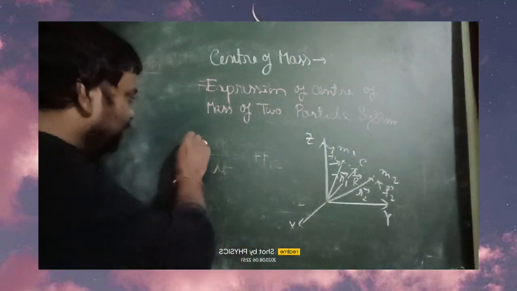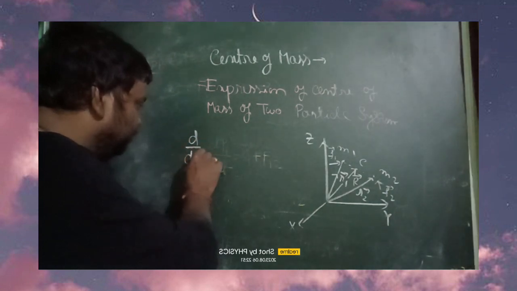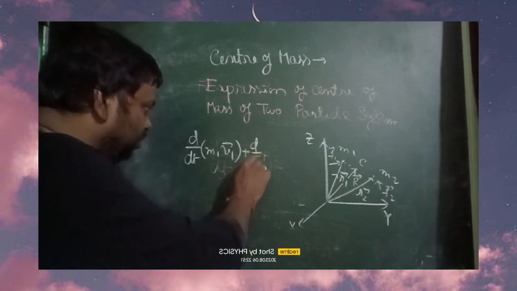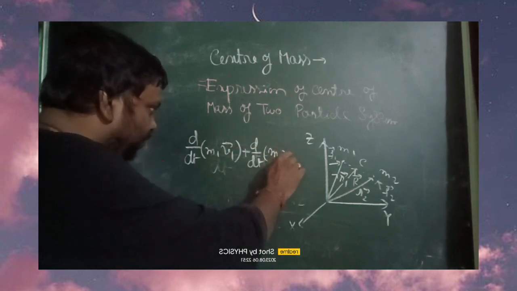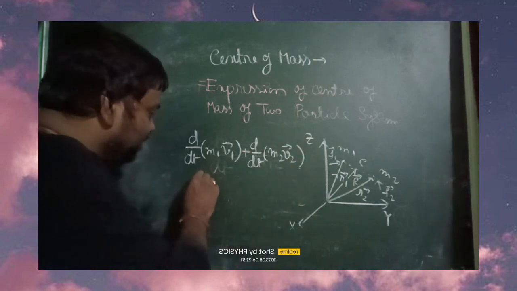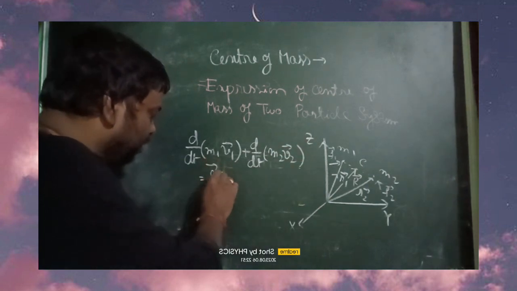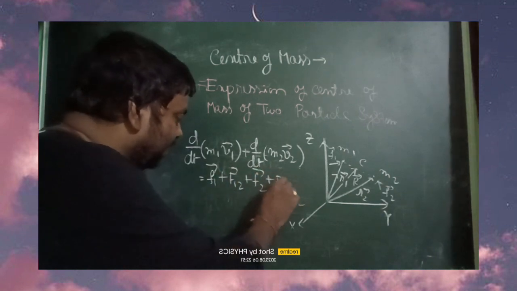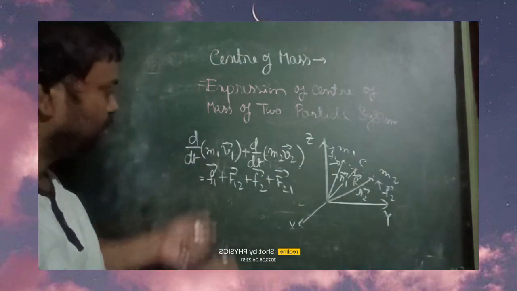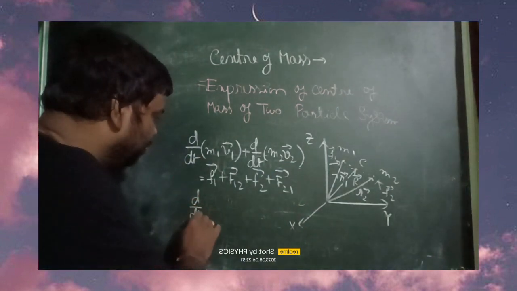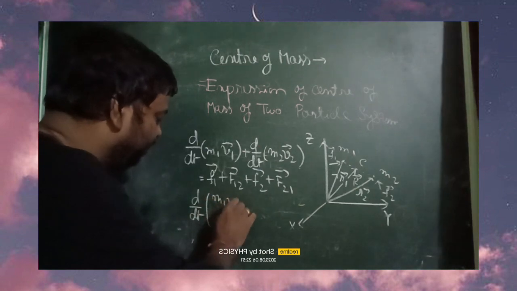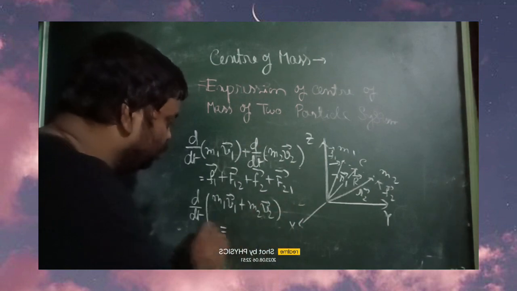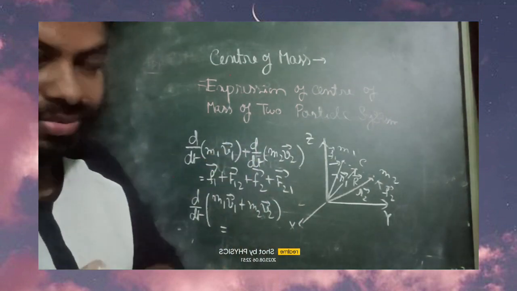Remember that d/dt of m1 v1 vector plus d/dt of m2 v2 vector equals F1 vector plus F12 vector plus F2 vector plus F21 vector. Now taking out the d/dt, we have m1 v1 vector plus m2 v2 vector, that is equal to F12 equals minus F21.